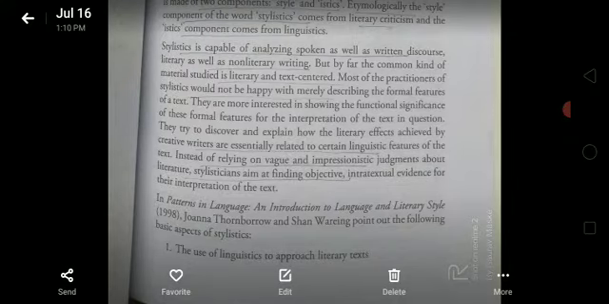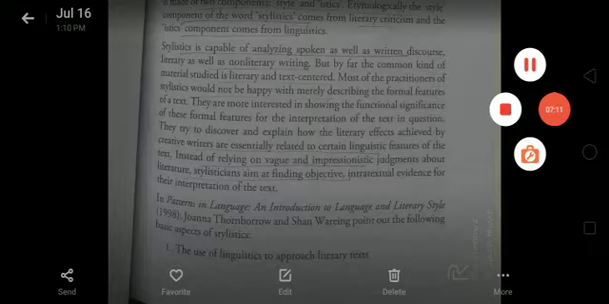In Patterns in Language: An Introduction to Language and Literary Style, written in 1998, John Thornborrow and Sean Wareing point out the following basic aspects of stylistics. The first point is the use of linguistics to approach literary texts. This is the main part, the base of stylistics.